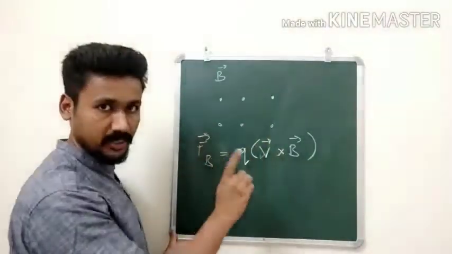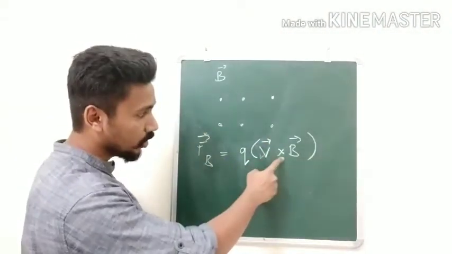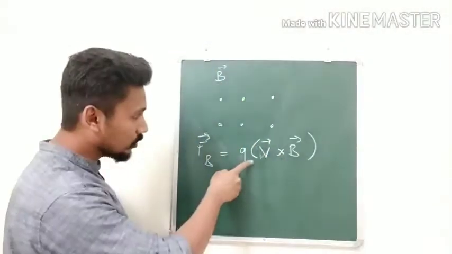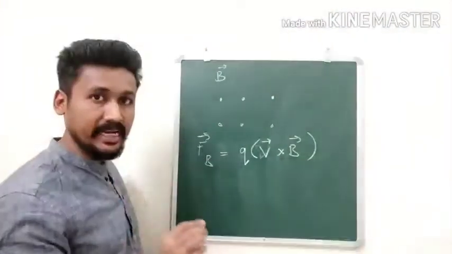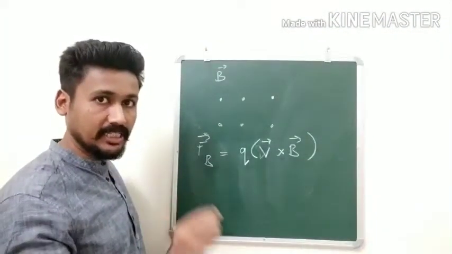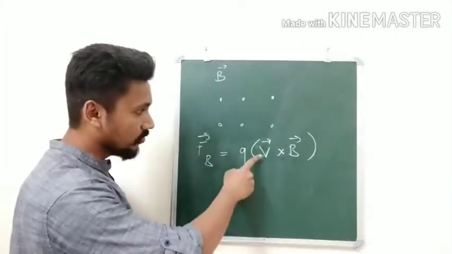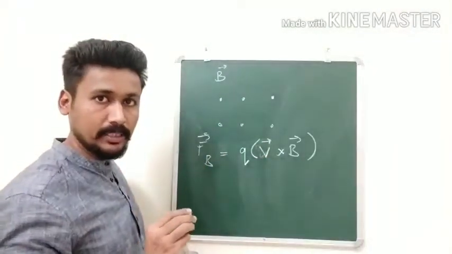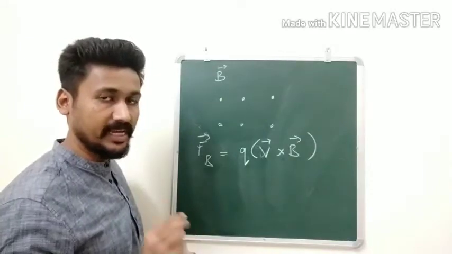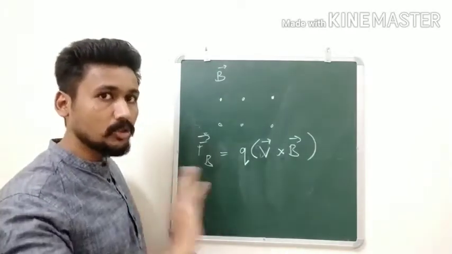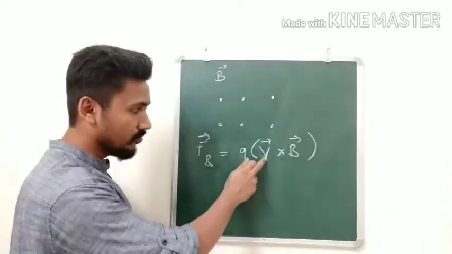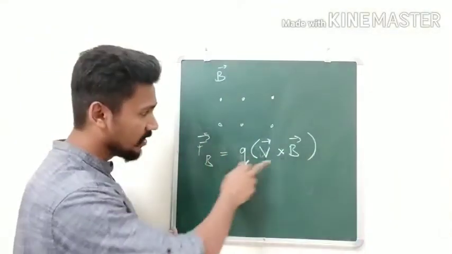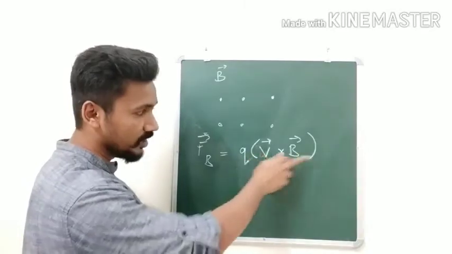Cross, you remember cross product we had seen in 11th class. So V cross B, B is the magnetic field. So this formula gives the magnetic force on a charged particle. Obviously you will see that if velocity is 0, the force will be 0. So if a charge is not moving in a magnetic field, if it is stationary, there is no magnetic force. But if it is moving with some velocity, the force acting on that charge is given by the formula Q into V cross B.